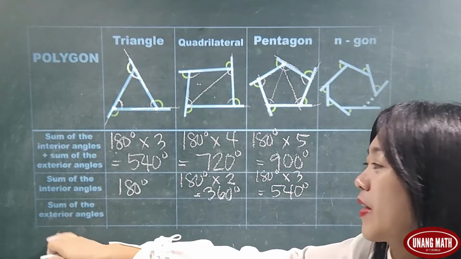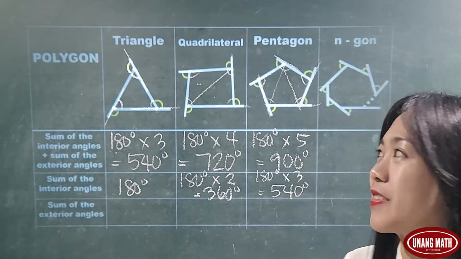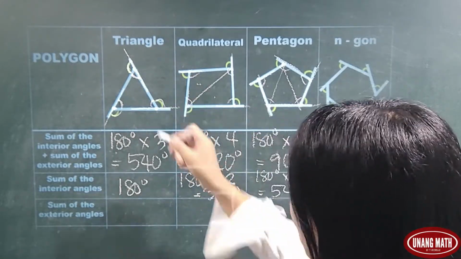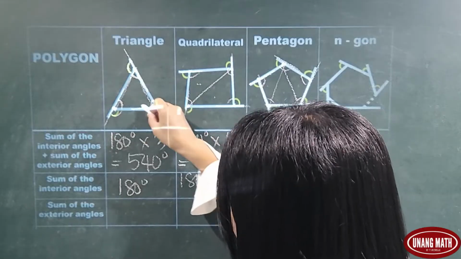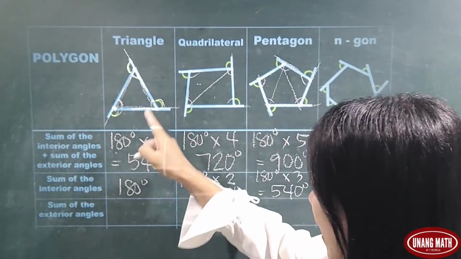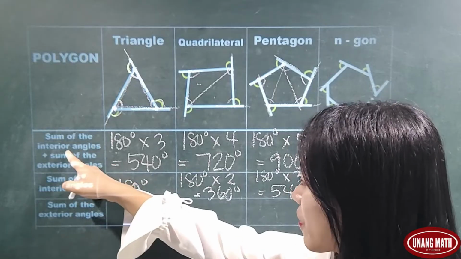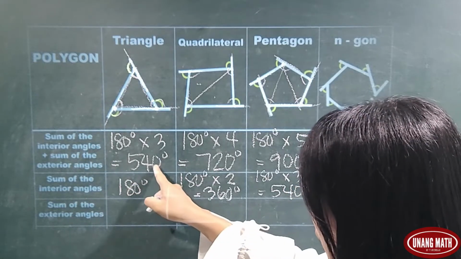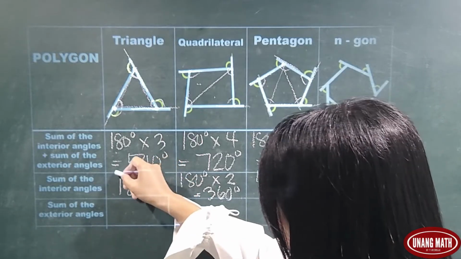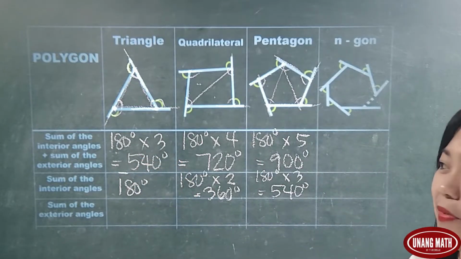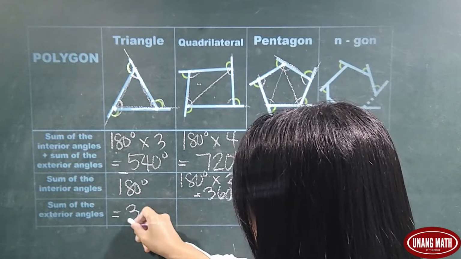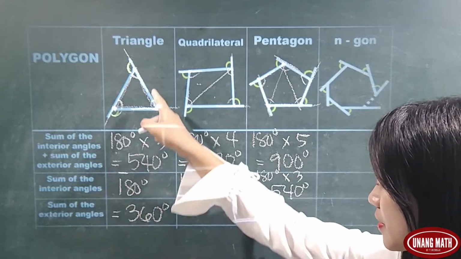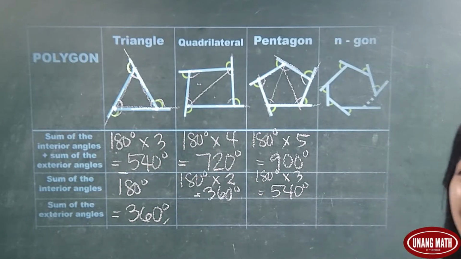Okay, this time, let's find out the sum of the exterior angles. To get the sum of the exterior angles, we have to subtract the sum of the interior angles from the sum of the interior angles plus the sum of the exterior angles. So this is 540 degrees minus 180 degrees, and that is equal to 360 degrees. So the sum of the exterior angles of a triangle is 360 degrees.